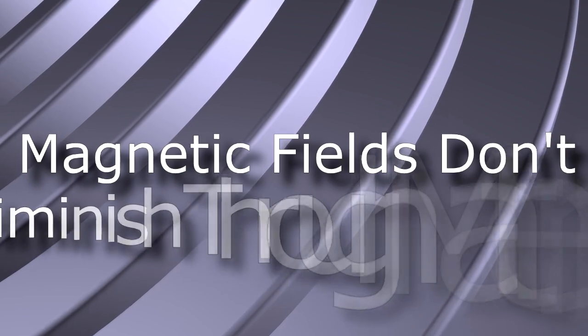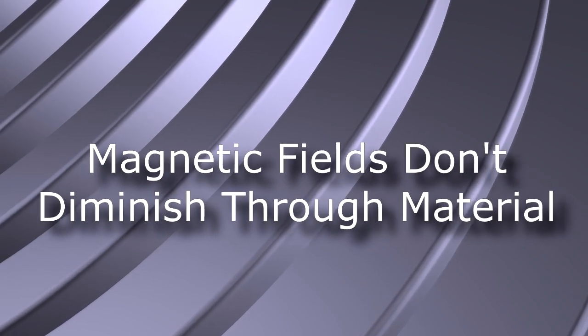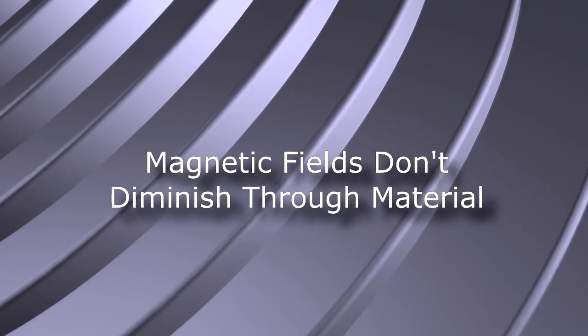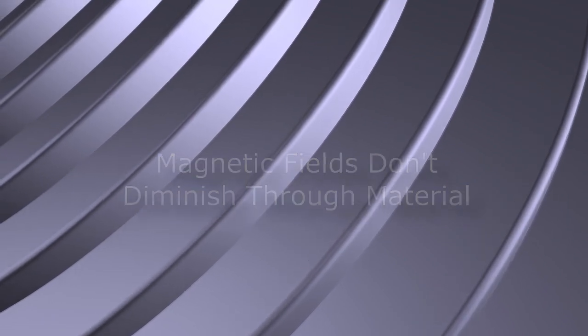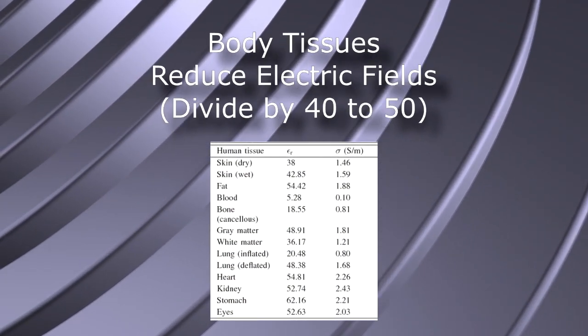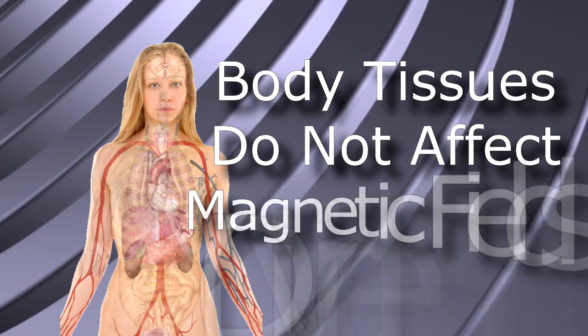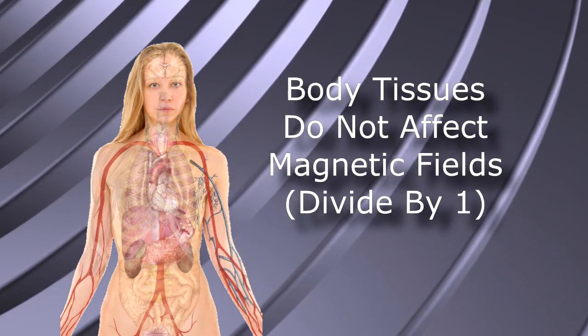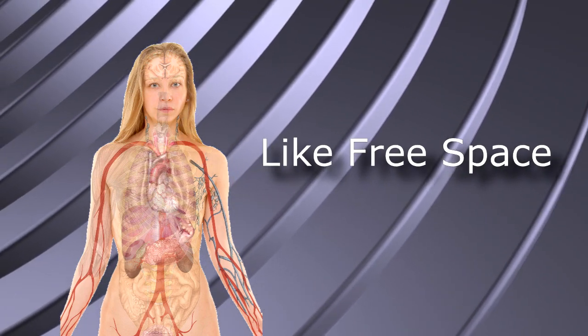Unlike electric charges, magnetic fields don't really diminish through material. Even through lead, magnetic fields penetrate. And remember, your body, the dielectrics are around 40 to 50, so you would divide the electric field by 40 or 50 in the body. And with magnetic fields, you're dividing it by 1. The magnetic field intensity is going to be just like free space, more or less. And this is important for many reasons.